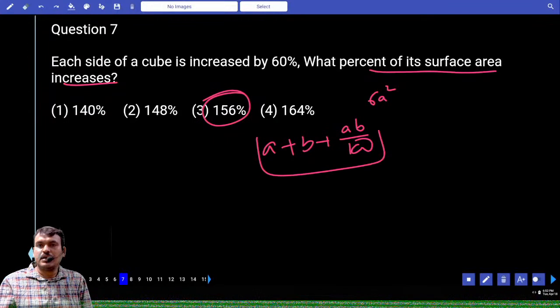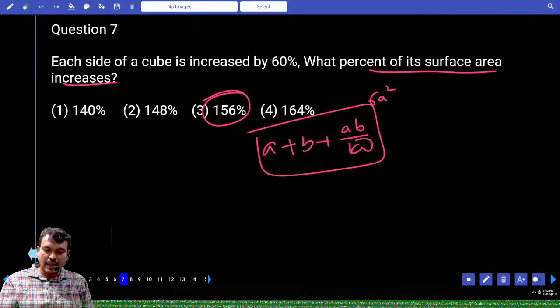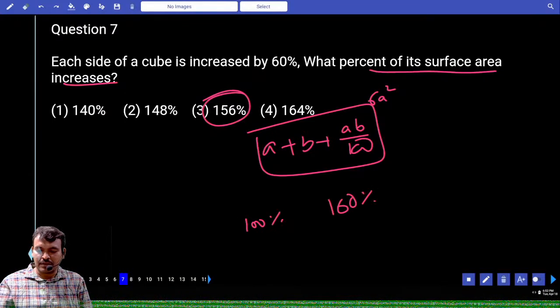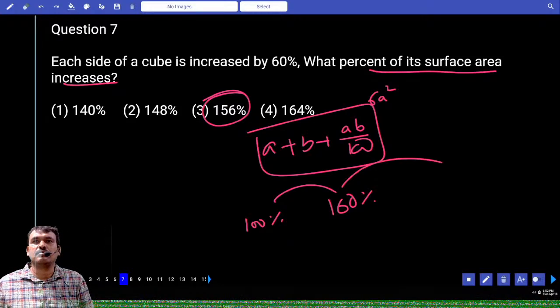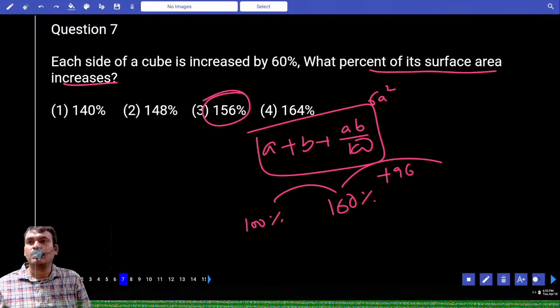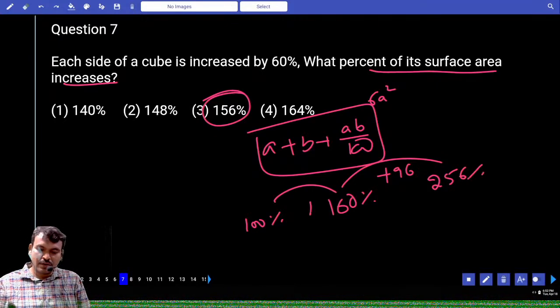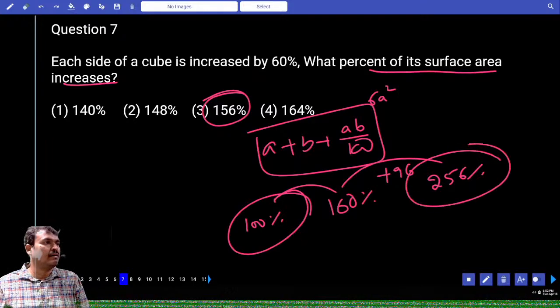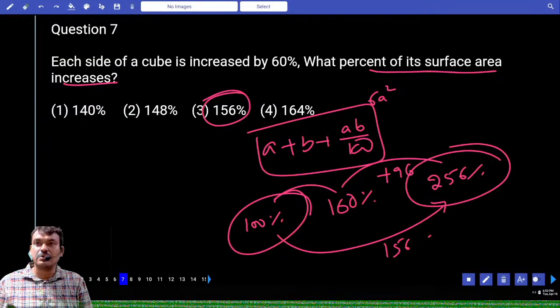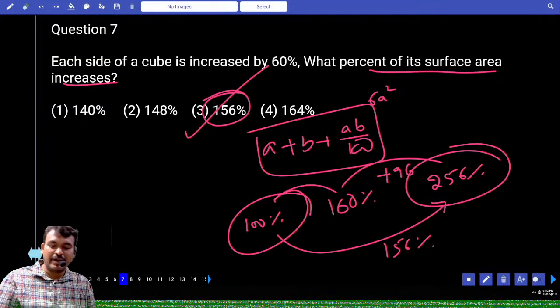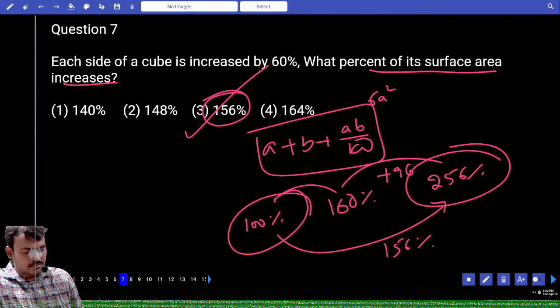Successive increase percent or decrease percent? Increase percent. 100, 160. Out of 160, 60% increased. What is 60% of 160? 96. 160 plus 96, 256. Original area 100%, final area 256. How much percent increased? 156%. Either the formula or the successive increase concept.